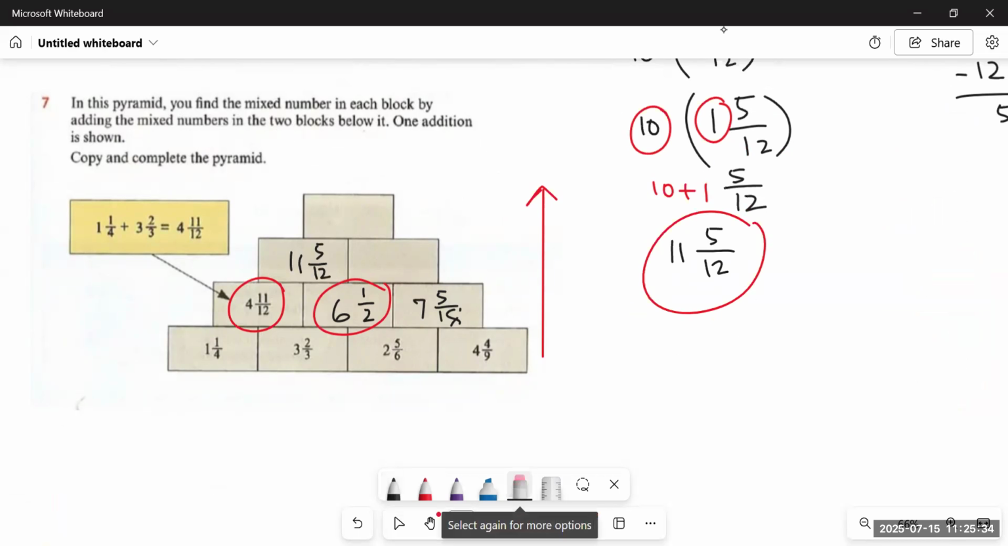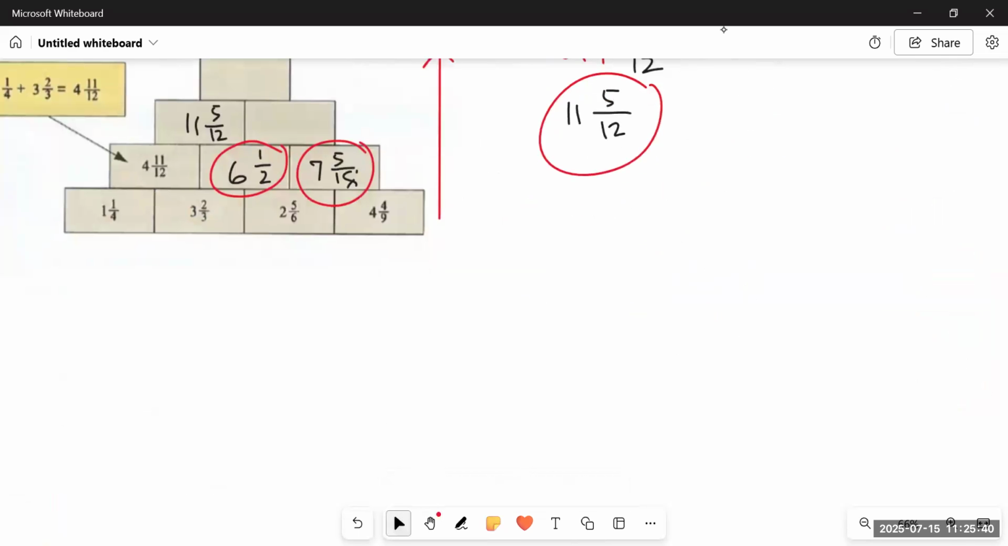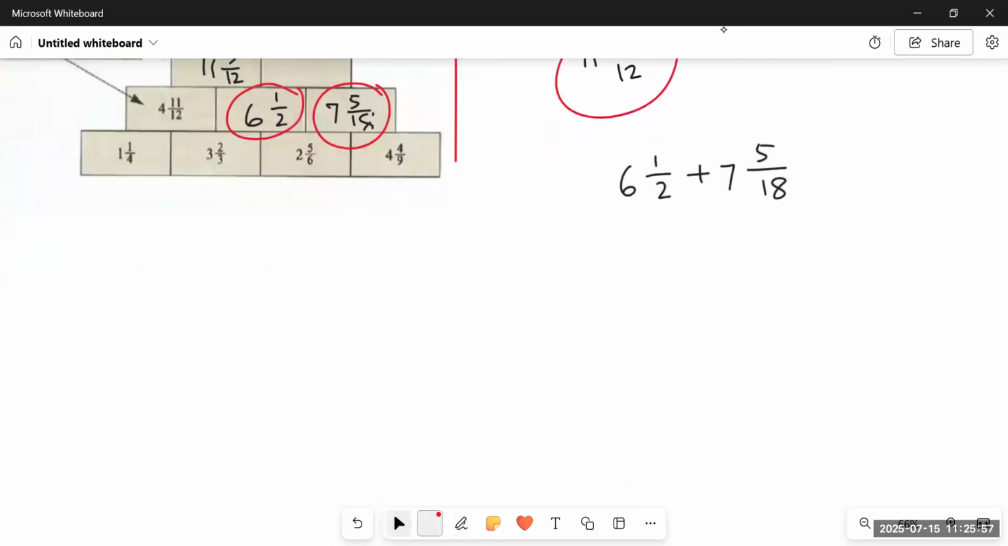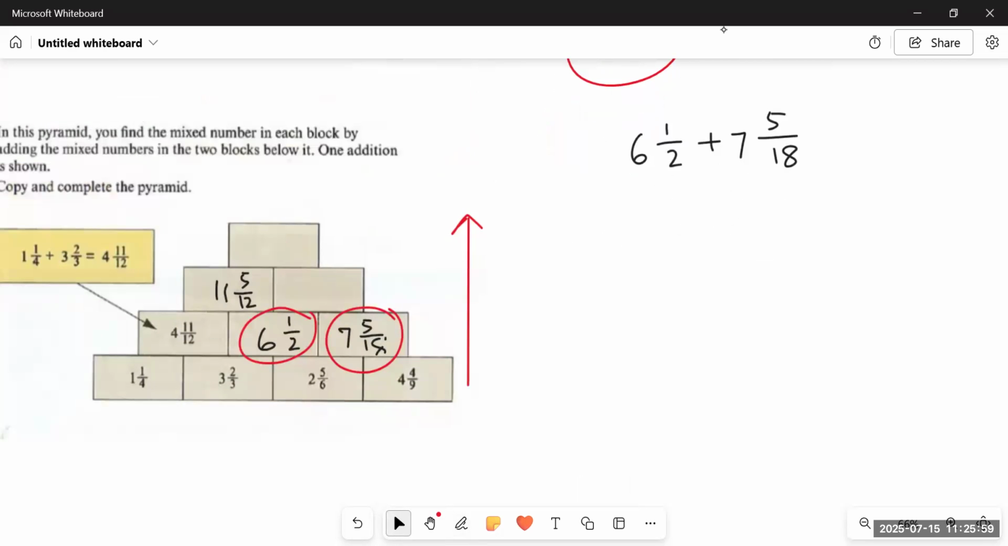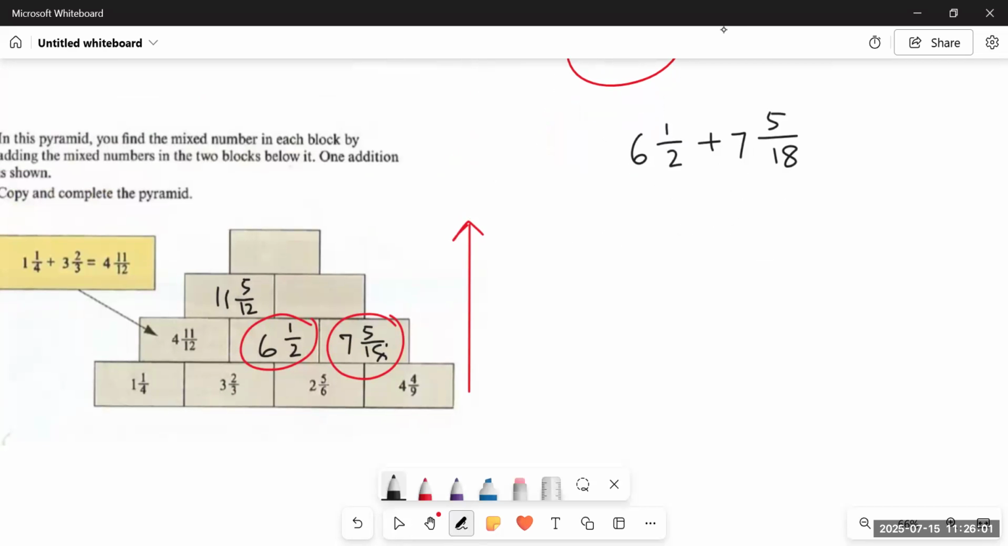And now we will solve these two together. Let's see what answer we are going to get by adding 6 whole 1 upon 2 plus 7 whole 5 upon 18. Let's do it using the second method, that is separating the mixed number and the fractional part.